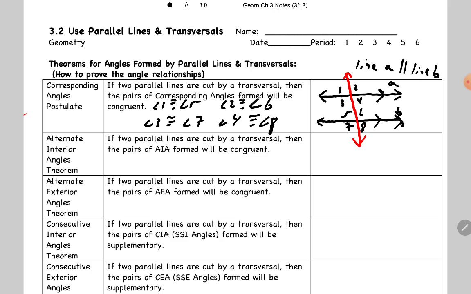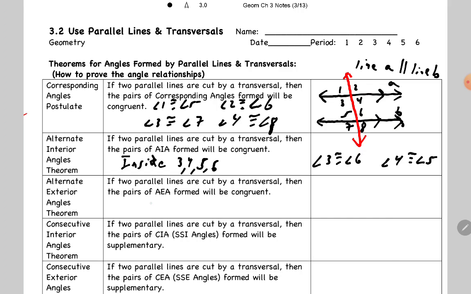Alternate interior angles will also be congruent. So remember, the inside angles are 3, 4, 5, and 6. Alternate interior would mean 3 and 6. So angle 3 is congruent to angle 6. And then angle 4 is congruent to angle 5.